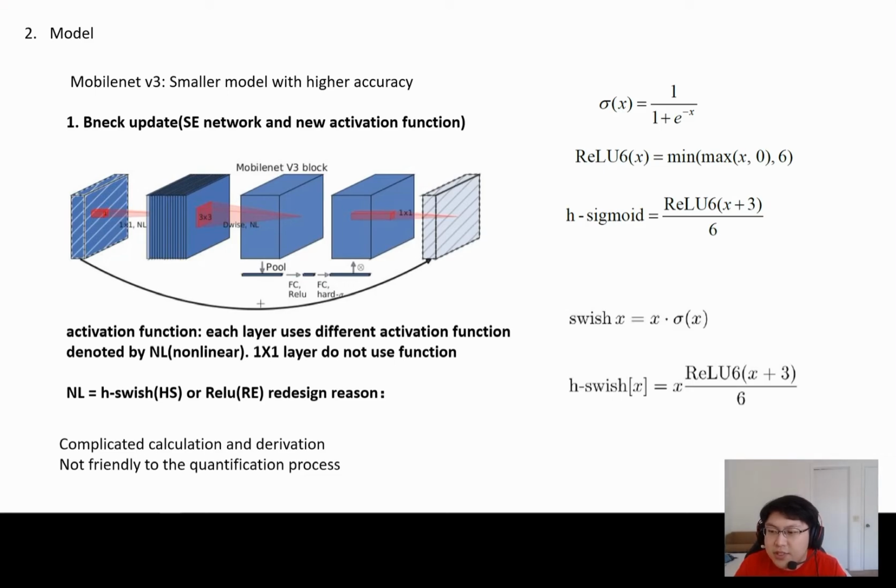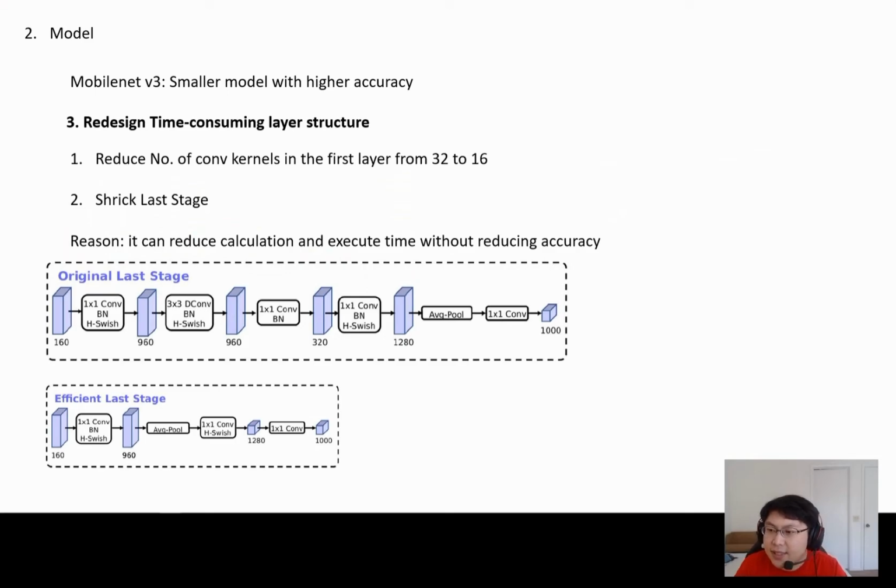The reason to use the hard swish function rather than the swish function is that, compared with it, hard swish is an excellent approximation of swish with lower computation. In MobileNet version 3, they use hard sigmoid to replace the sigmoid function and replace swish with hard swish, which can reduce calculation. Besides, they also optimize the structure of the last stage for faster inference without losing accuracy.